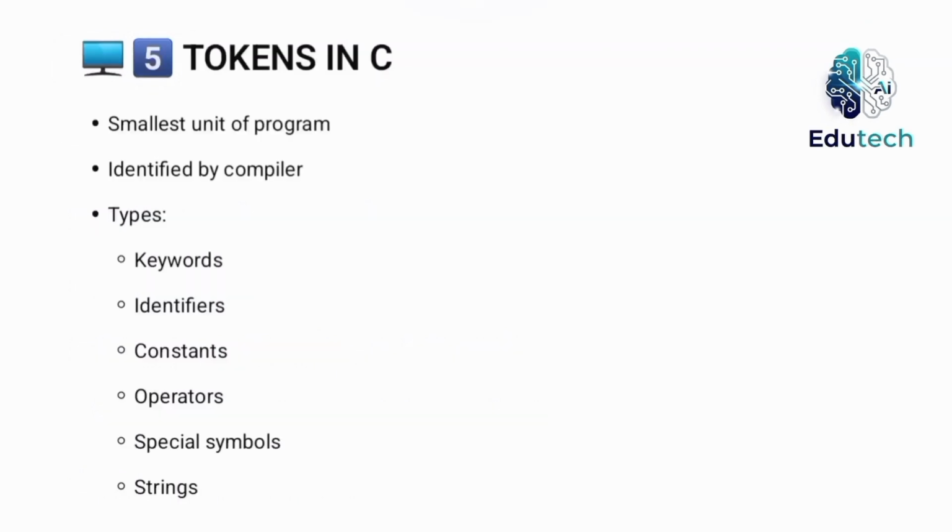Tokens in C. Tokens are the smallest individual units of a C program. When a C program is compiled, the compiler breaks the program into tokens for analysis. There are different types of tokens in C such as keywords, identifiers, constants, operators, special symbols, and strings. For example, in the statement int a = 10;, each word or symbol like int, a, the equal sign, 10, and semicolon is considered a token. Tokens help the compiler understand the structure and meaning of the program. Understanding tokens is important because they form the basic elements of every C program.